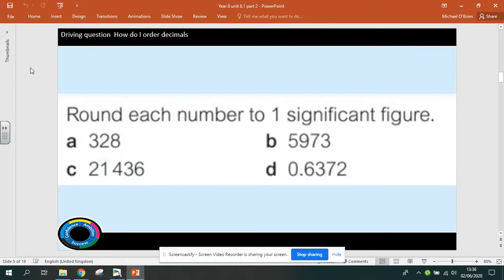So now, I've got some questions for you. Round each of these numbers to one significant figure. Okay, pause the lesson, return back when you're ready for the answers.